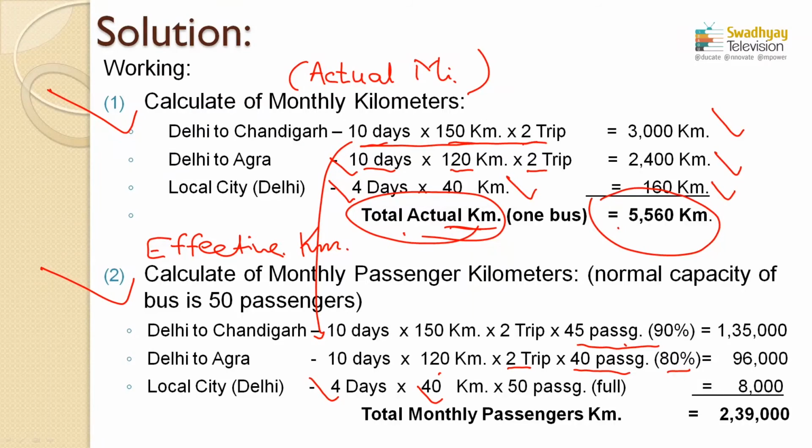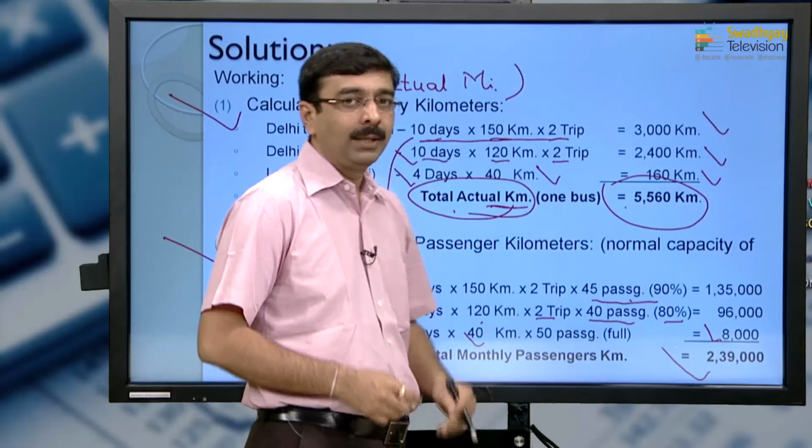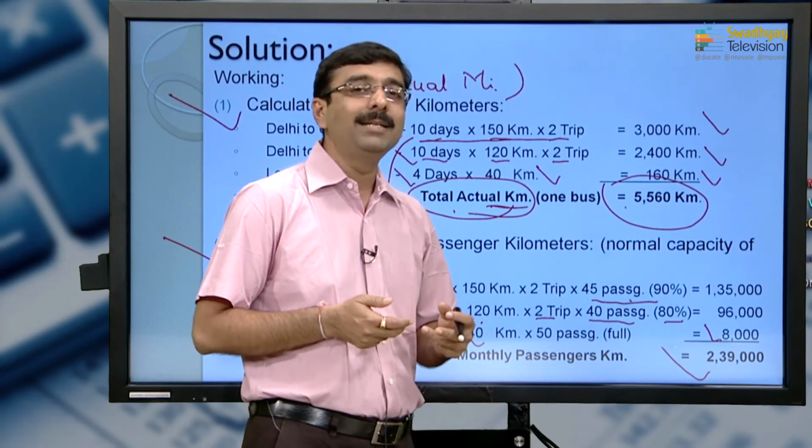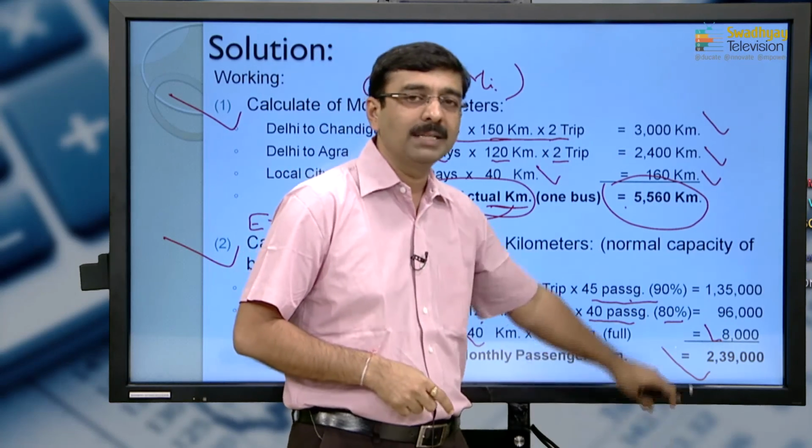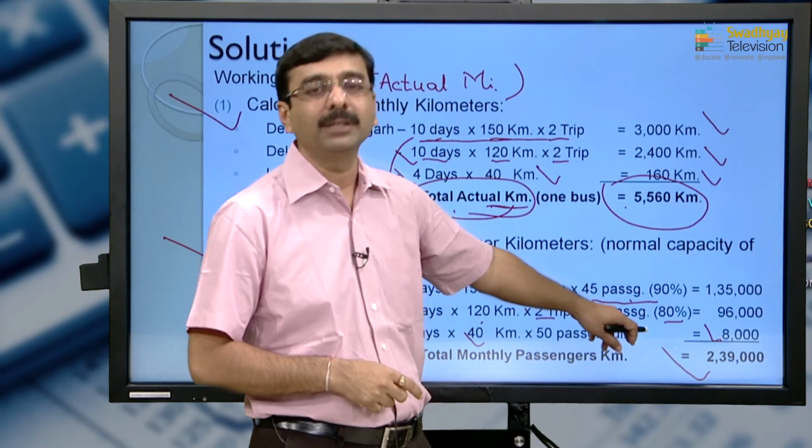So here the 8,000 is the effective mileage. The total effective mileage is 2,39,000. This is very important when we find out the cost incurred per passenger kilometer. It would be found on the basis of these 2,39,000 passenger kilometers.